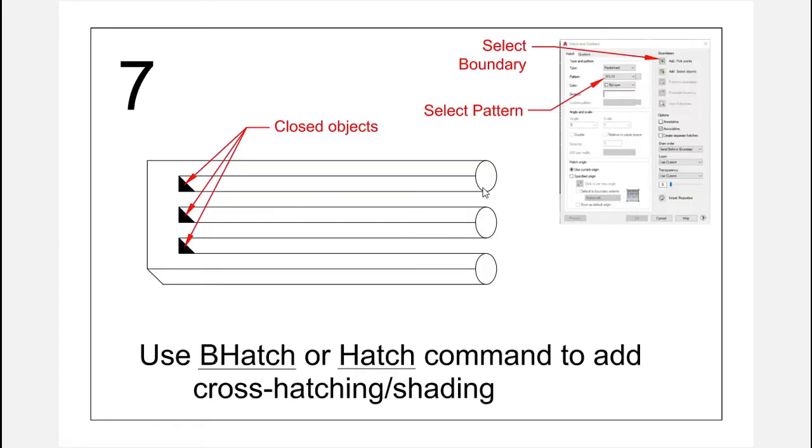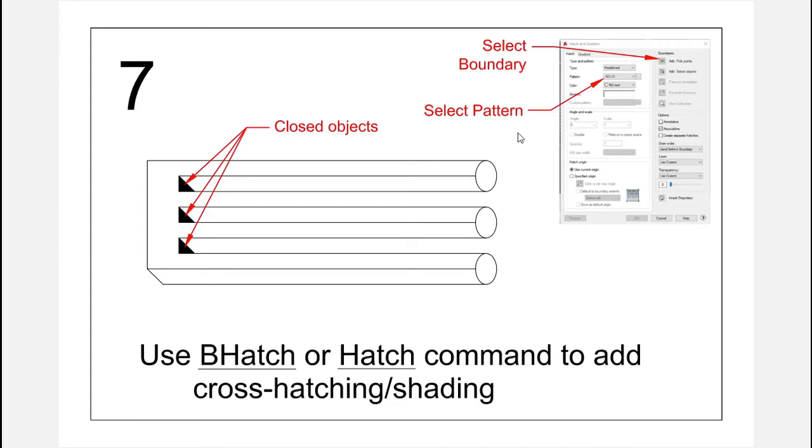Now we will add hatch or BHatch. Okay, hatch is a command used in the old AutoCAD, wherein when you use hatch, we need to manually enter the hatch pattern and everything. Using BHatch, a hatch gradient would appear, and it is easier to use.